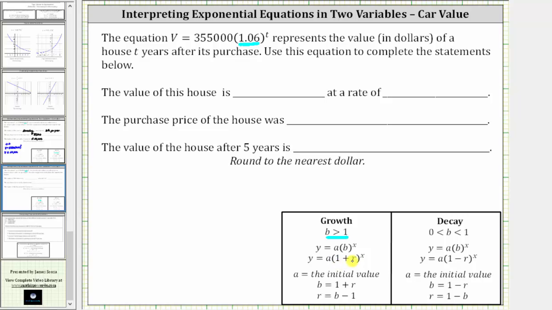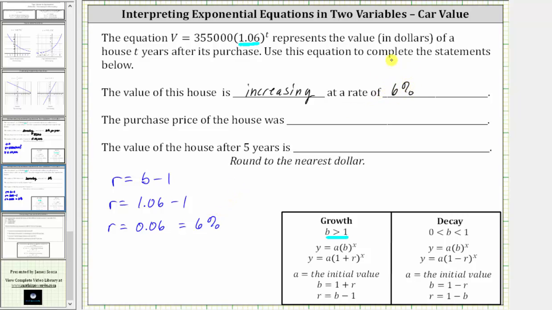But if we do set 1 plus r equal to b and solve for r, we do get r equals b minus 1. So let's go ahead and show this work. If r is equal to b minus 1 and b is 1.06, we have r equals 1.06 minus 1, which means r is 0.06, which as a percent is 6%. So now we know the value of this house is increasing because we have exponential growth at a rate of 6% per unit of time, or in this case, per year.